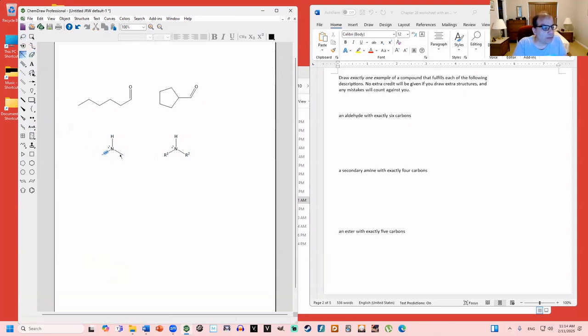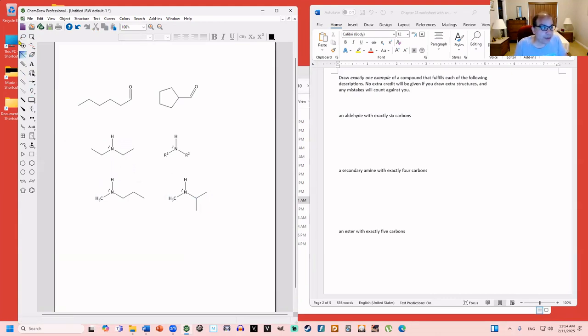Probably the simplest one would be something like diethylamine. That would be a secondary amine with exactly 4 carbons. Or you could just have a methyl group on the carbon and have an isopropyl group or a propyl group. I'm sorry, a methyl group on the nitrogen. And then have either an ethyl group or an isopropyl group, also on the nitrogen. Both of those are secondary amines with exactly 4 carbons.